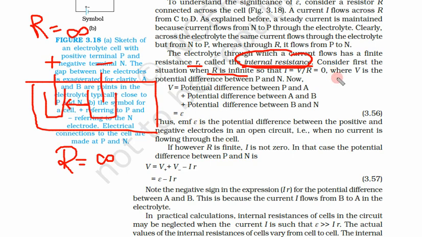So now let us see what happened. R is infinite, that means there is no current going outside. So in that case, I is equal to V upon R, that is 0, because R is infinity. So our current in this circuit is 0 because R is infinity. So V is the potential difference between P and N. This was P, this was N. So what is V now? V is the potential difference between P and A.